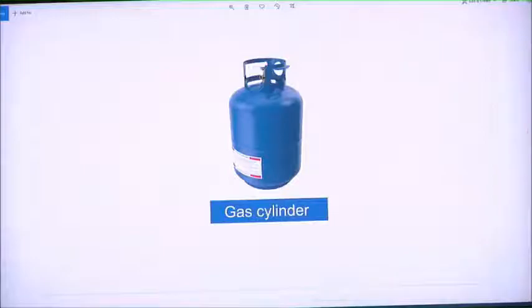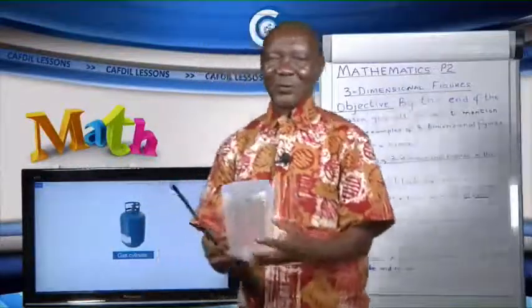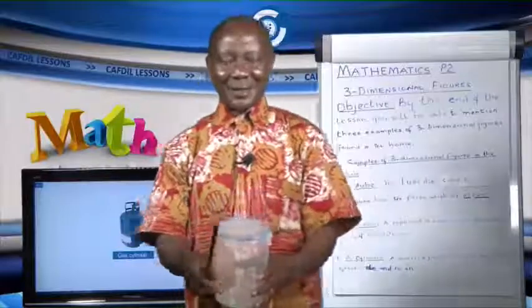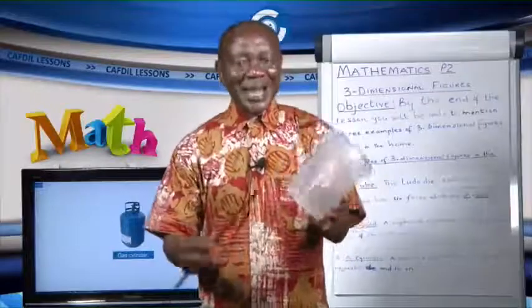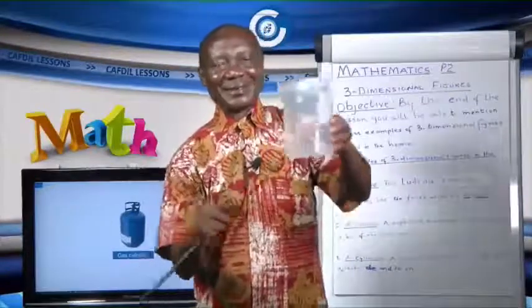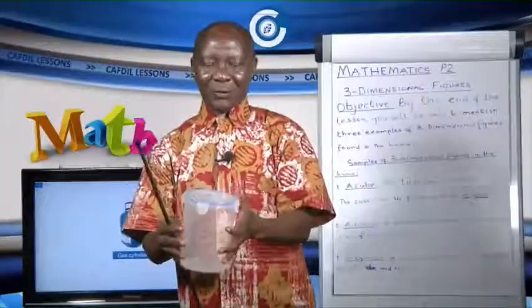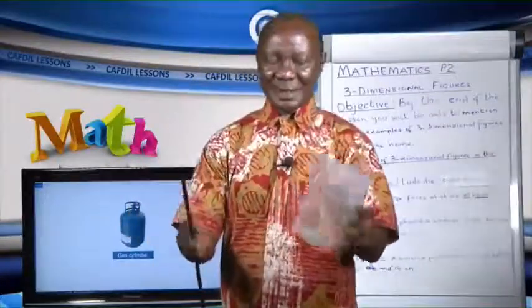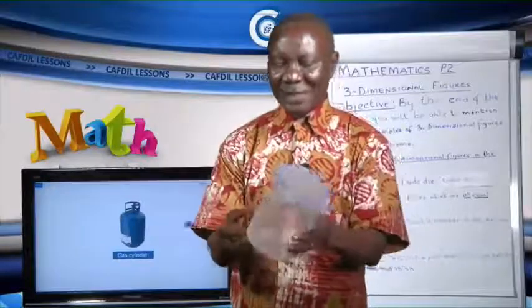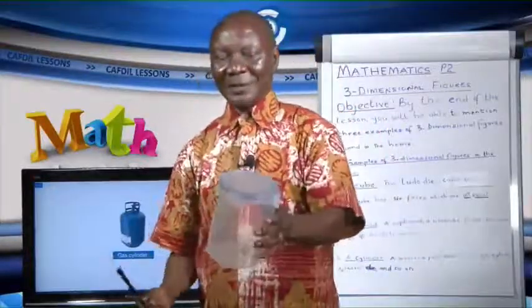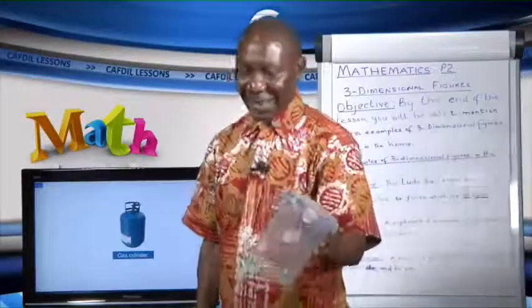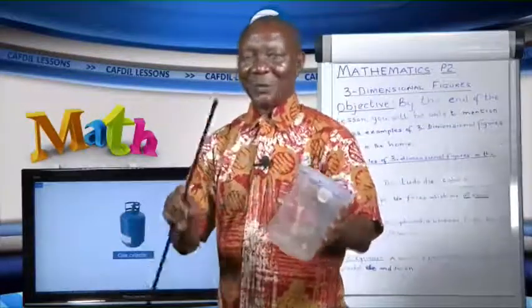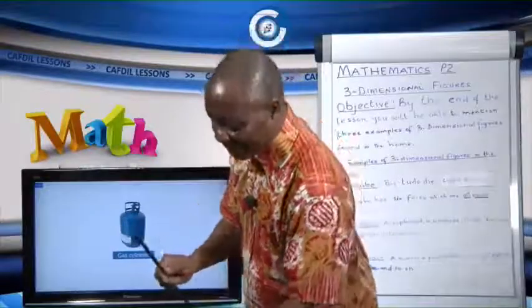Yes, we have this one here. This is also a cylinder. We have the top, we have the base, and we have the sides. So that is also an example of a cylinder. Look at how it looks, so that when you are asked to give an example of a cylinder as a three-dimensional figure, you will be able to mention some of these.